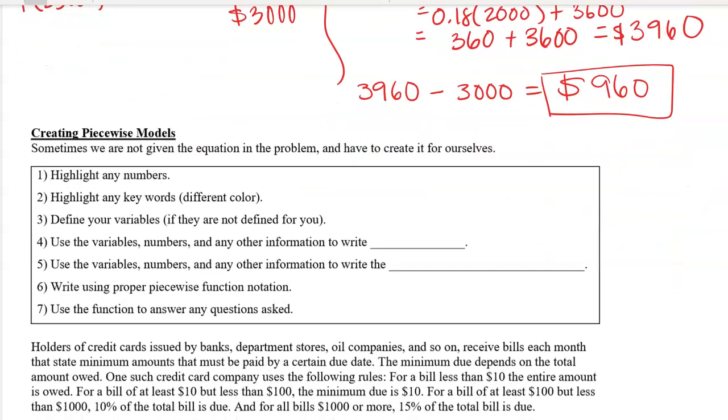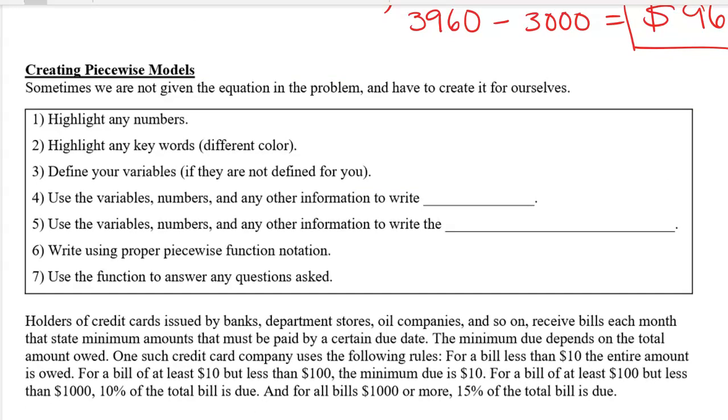Jasmine, can you help us read number 1, please? Yeah, just like earlier, highlighting the numbers. Kelly, can you help us read number 2, please? Highlight any keywords in a different color. Perfect. Annalise, number 3, please. Define your variables if they are not defined for you. Perfect. Number 4, please, Cam. Use the variables, numbers, and any other information to write your domain restriction.